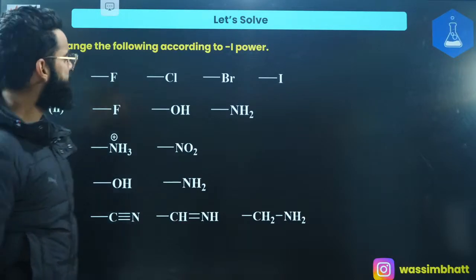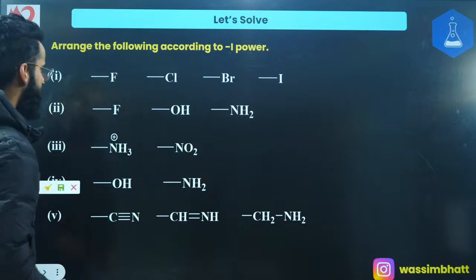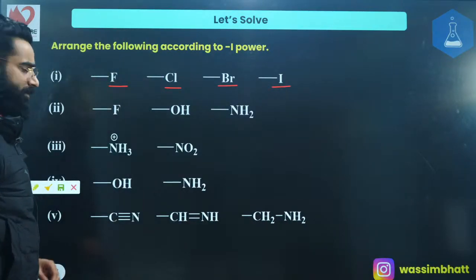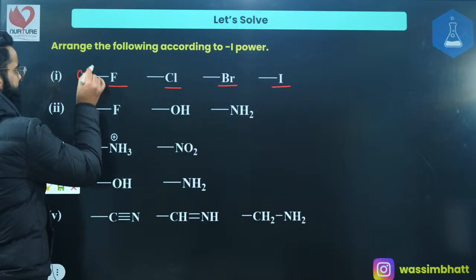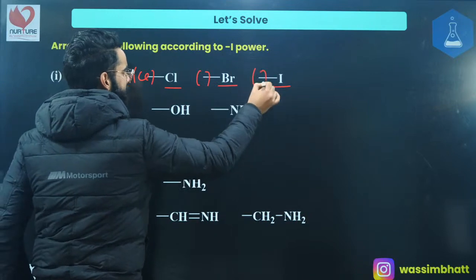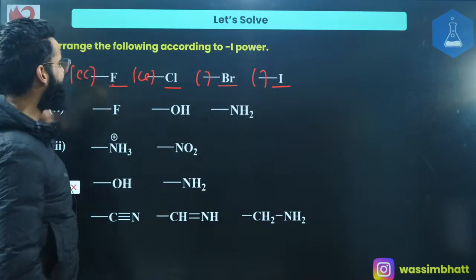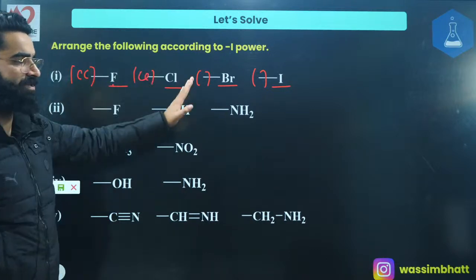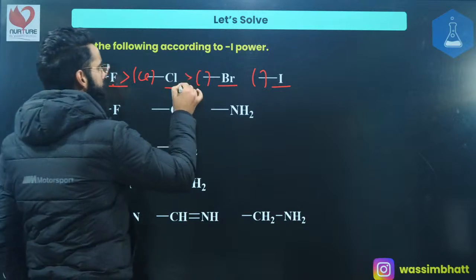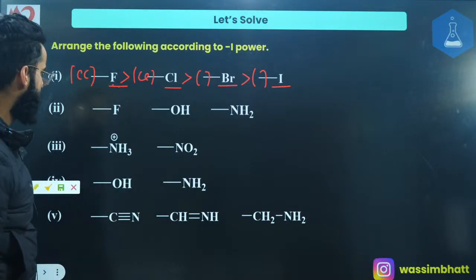Arrange the following according to minus I power. First of all, we need to arrange these four on the basis of their minus I power, right? When this is attached with the carbon chain, I'm assuming this iodine is attached with the carbon chain, fluorine being more electronegative, it's going to pull the sigma electrons maximum towards itself. So this fluorine is going to show more minus I power as compared to the rest.